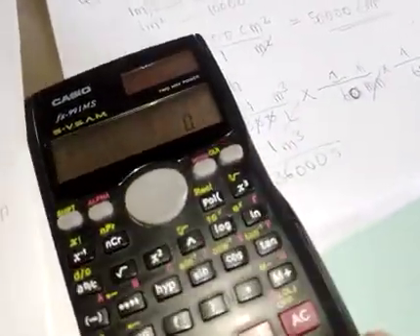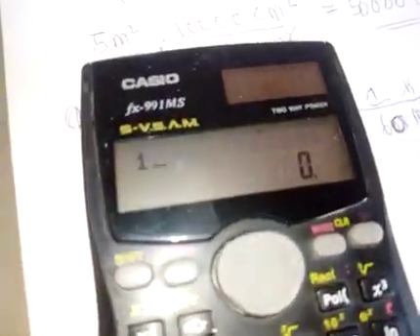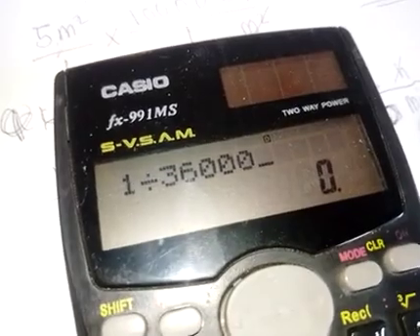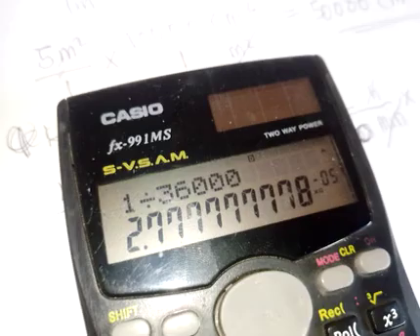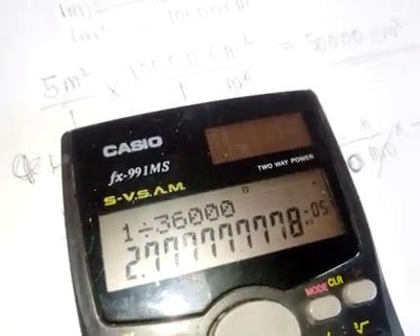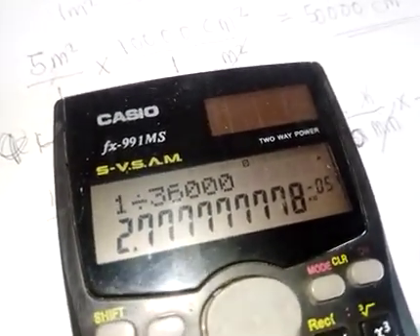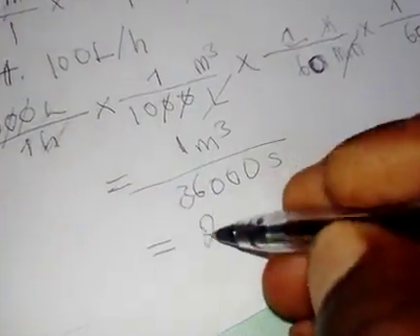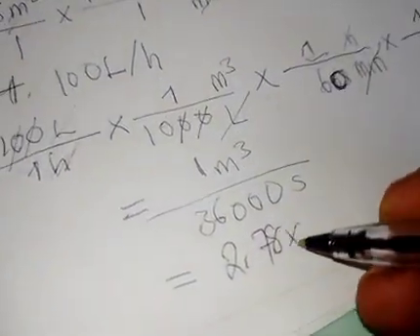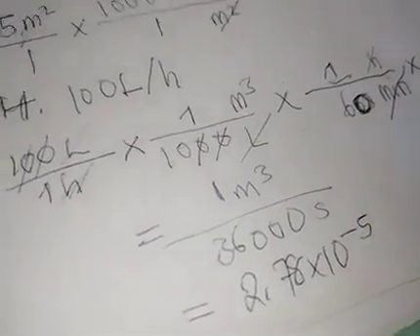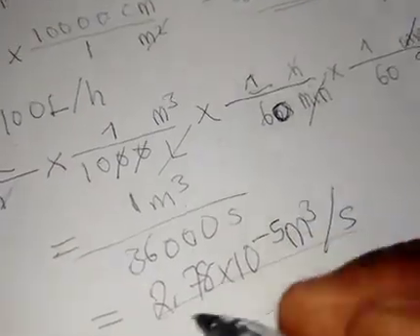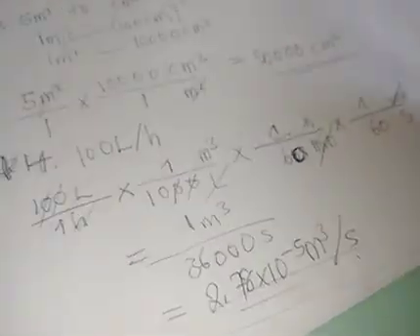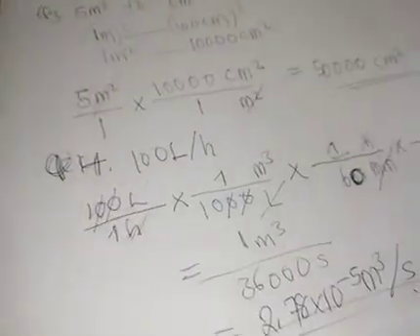Let me just punch that one. We calculate. 1 divided by 3, 6 with how many zeros? That's 3. Okay, 1, 2, 3. We are getting 2.7778, so let's just round it off to 3 significant figures, which will be 2.78 times 10 to the power negative 5. Then the units, we have cubic meters over seconds. That's it. We are done with that question.